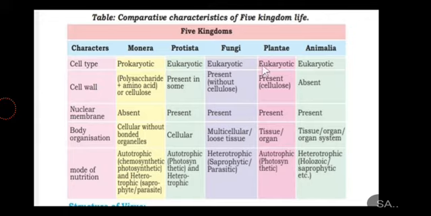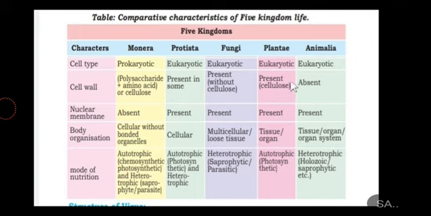If you look at kingdom Plantae, the organisms' cell type is eukaryotic. Cell wall is present, that is made of cellulose. Nuclear membrane is present. Body organization, the tissues are there and the organs are formed like stem, root, leaves. And mode of nutrition is autotrophic, that is photosynthetic. So by means of photosynthesis, they get their food products, that is carbohydrate.